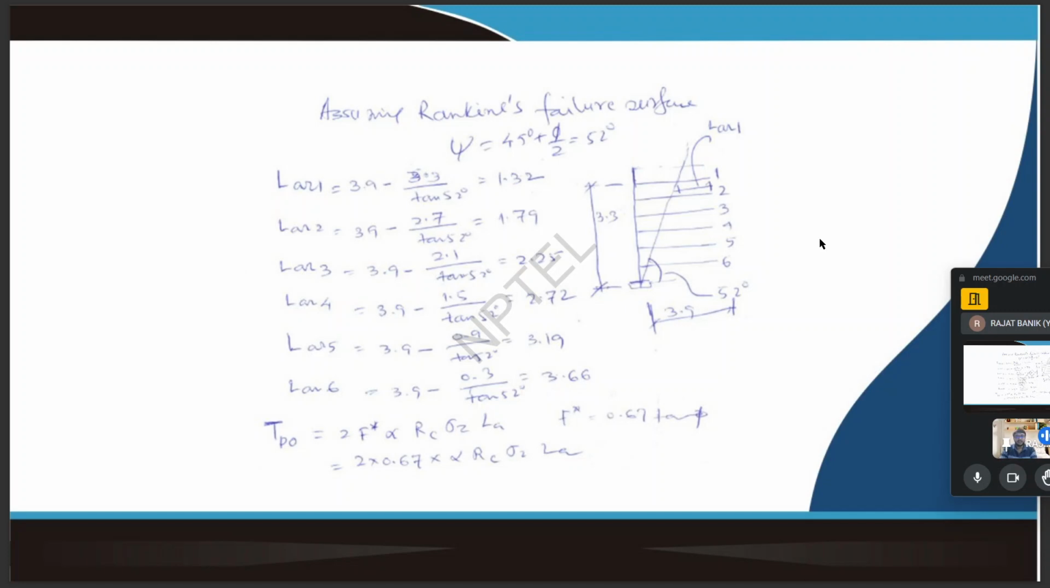And then we calculate by this trigonometry, and we need to find out the active length or stable length, the length of the reinforcement for each layer. That means for layer 1, we find that it is 1.32 meter. For layer 2, it is 1.7. In this way, we find out for the different layers.